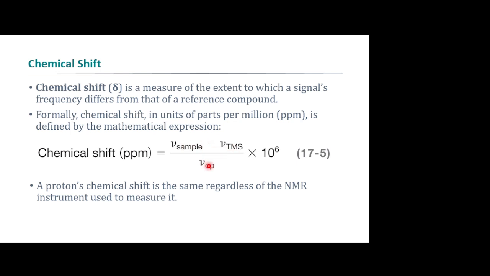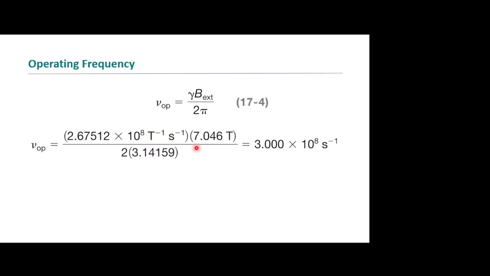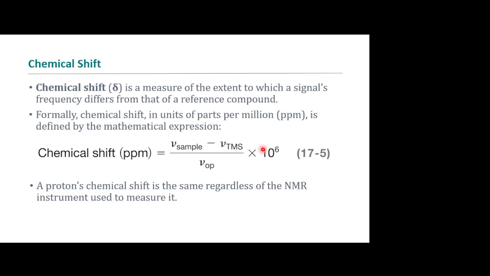For our earlier instrument, that was this right here. That was our 300 megahertz instrument, right? Okay. And so a proton's chemical shift is always the same regardless of the NMR instrument used because it's standardized against an internal sample and the instrument strength, right?